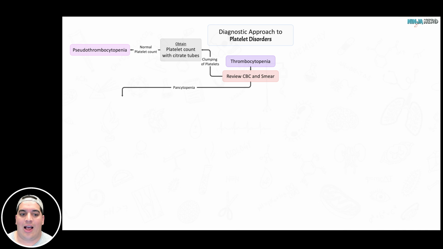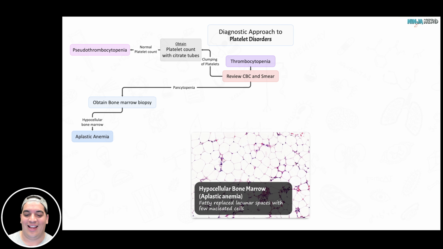All right. Now, if you look at the CBC and you say, oh my gosh, the white cell line's down, the red cell line's down, and the platelets are down. Oh, that's pancytopenia. That's a bone marrow problem, right? Then I got to get the bone marrow biopsy. If it comes back and it says hypocellular, what are you thinking? Oh, that's aplastic anemia, bro. And you'll actually see this kind of fat-laden, lots of adipose tissue inside of the bone marrow, not a lot of cells.